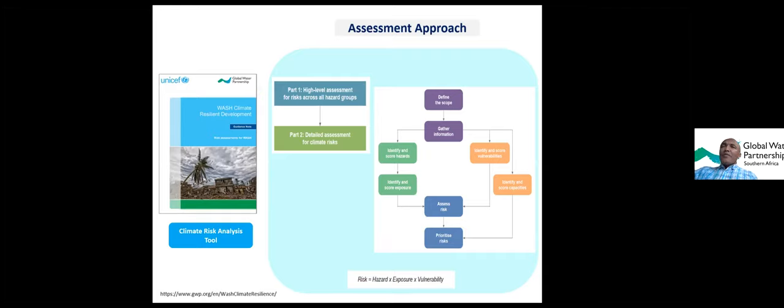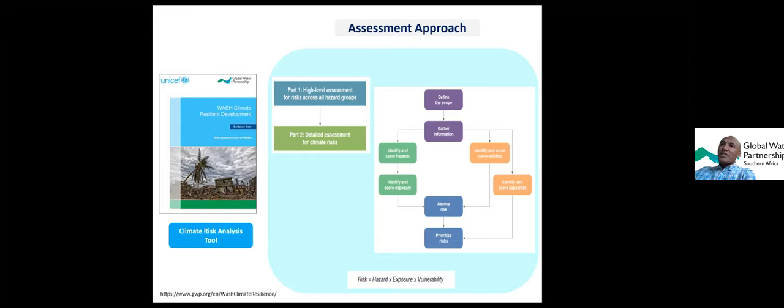So in terms of the overall assessment, if you go online, you'll find an Excel-based risk analysis tool that was developed jointly by UNICEF and GWP. There is also what is called a guidance note that will tell you how to carry out your risk assessment. There are two levels of assessment. The high-level assessment, where you can do a high-level kind of scoring based on your assessment, but you can also go to a detailed climate risk analysis where you have to do different components and sub-aspects.